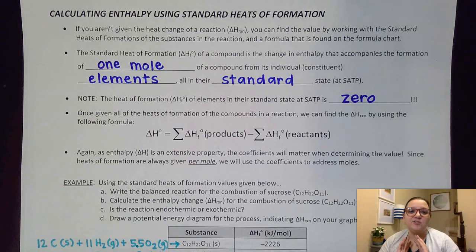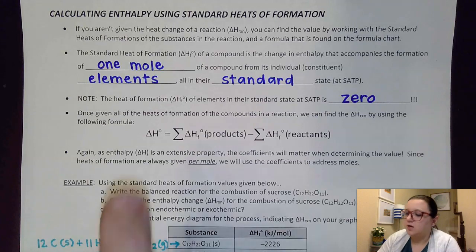In this video we're going to talk about calculating enthalpy using standard heats of formation. Now this is just another method that we can use to solve the heat change of an overall reaction, just like we did with Hess's law or with stoichiometry in two of our previous videos. What we're going to be doing here is actually using a formula that's on the formula chart, along with some values that they give us for these heat of formations.